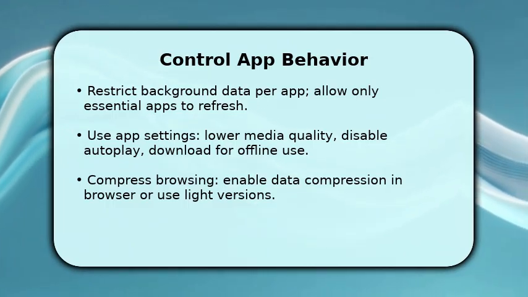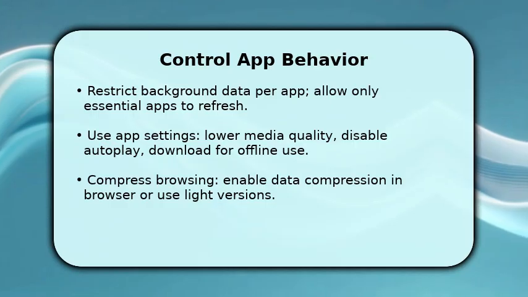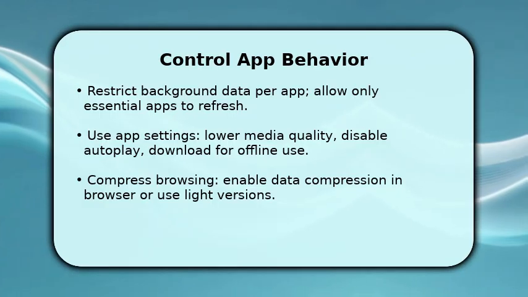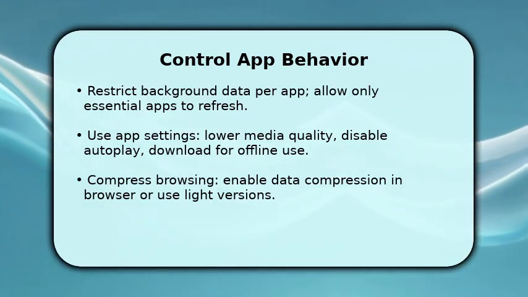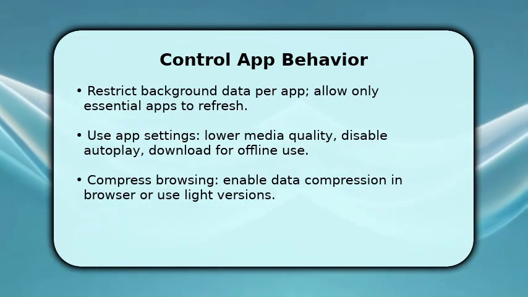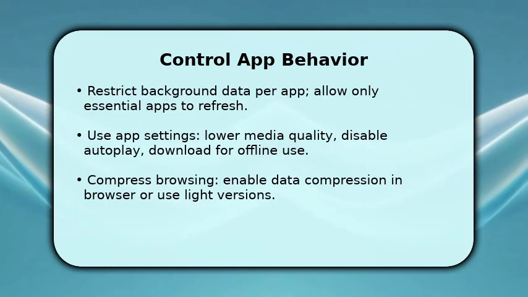Next, lower media quality and disable autoplay inside streaming and social apps. Download playlists or maps on Wi-Fi for offline use. Additionally, use a browser with data compression or switch to site light versions. This reduces transferred bytes without changing how you interact with content.